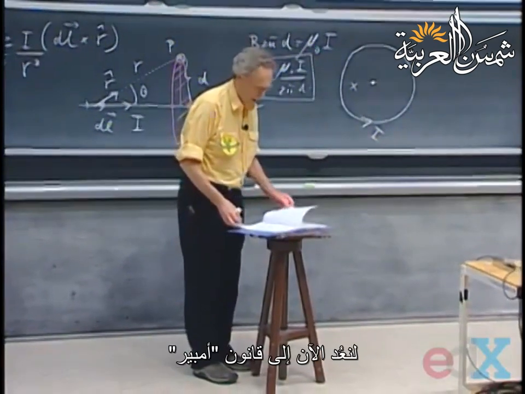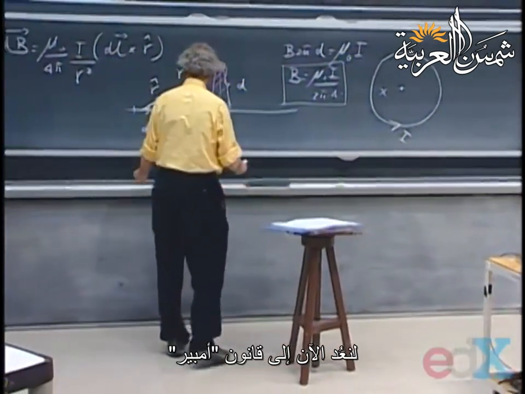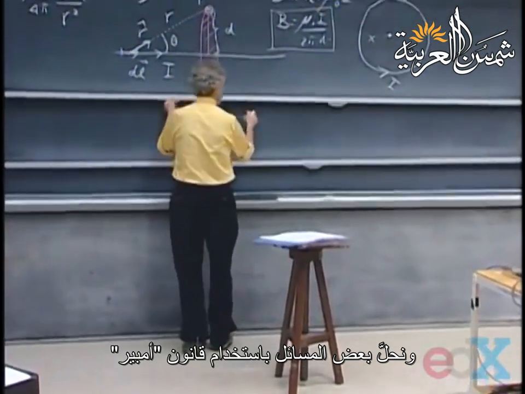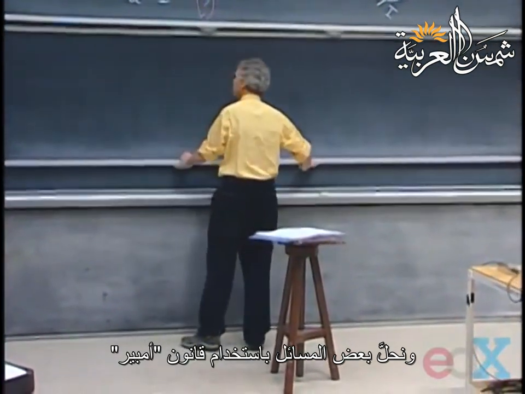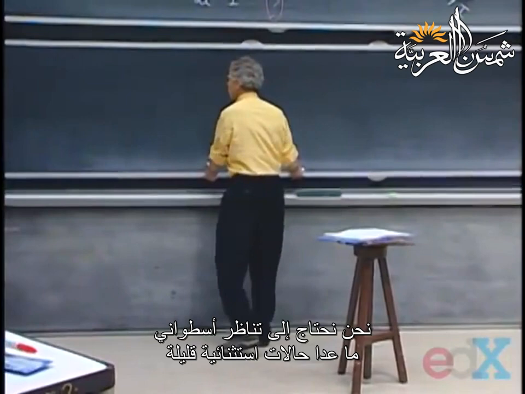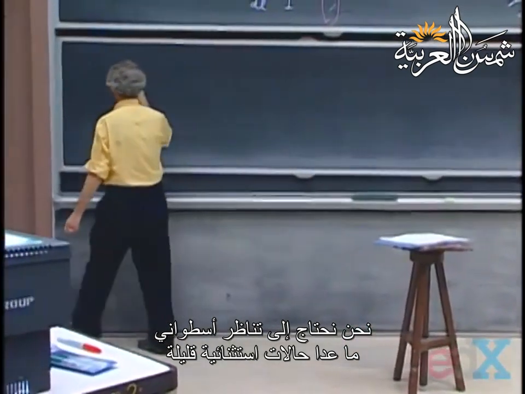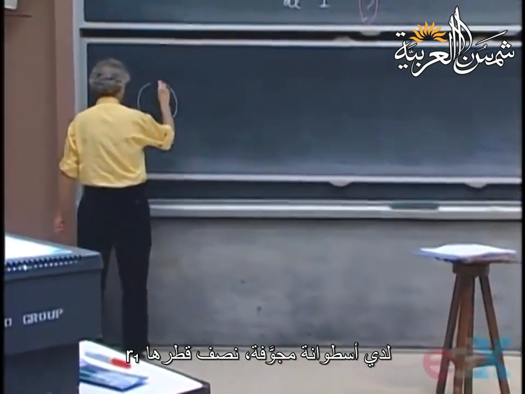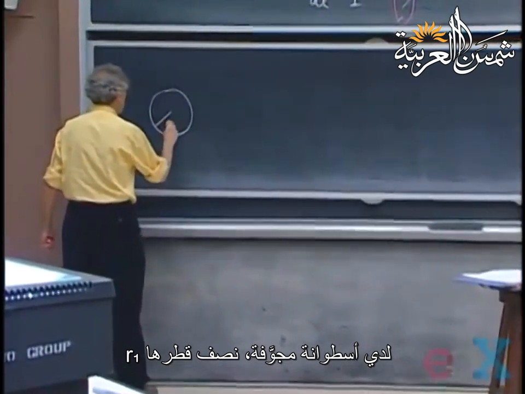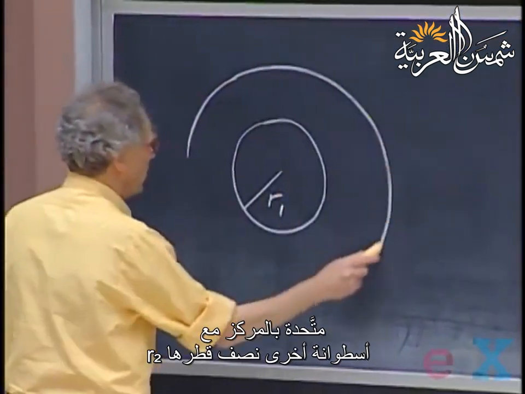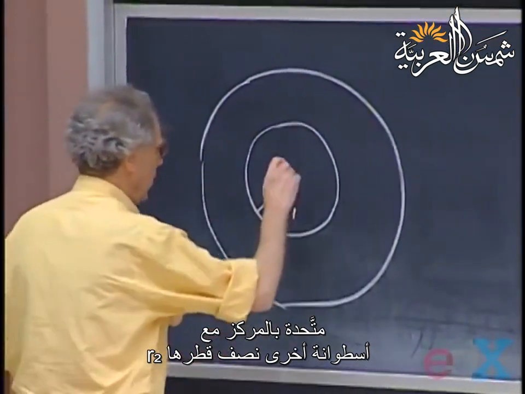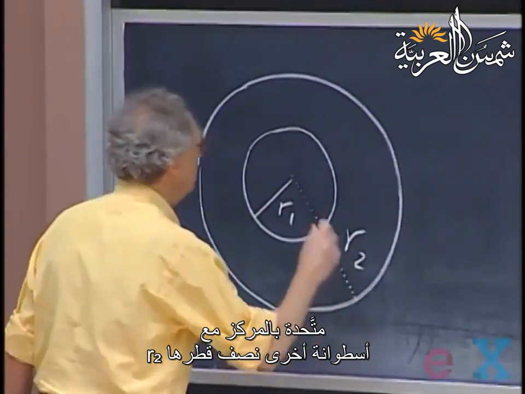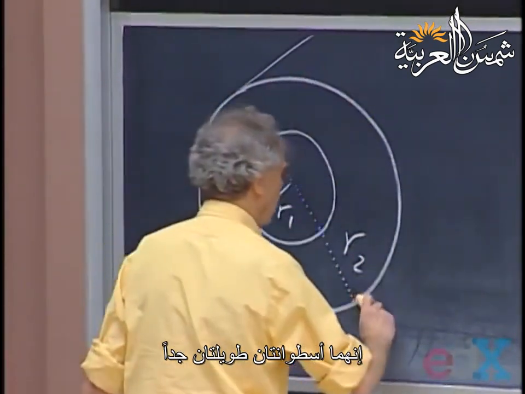So let's now turn to Ampere's law and do a few problems with Ampere's law. We need cylindrical symmetry with very few exceptions. I have a hollow cylinder here, radius R1, concentric. Another cylinder with radius R2. You have very long cylinders.